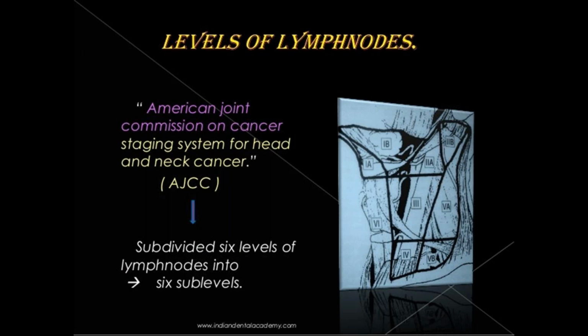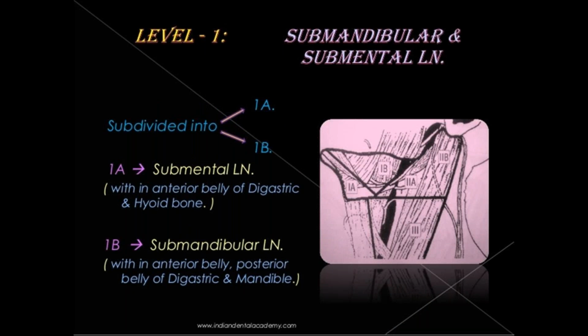So the American Joint Committee on Cancer staging system for head and neck cancer is subdivided into 6 levels of lymph nodes, into sub-levels. First, level 1 consists of the submandibular and the submental, subdivided into A, submental, and B, submandibular. The submental nodes lie within the anterior belly of the digastric and the hyoid; these are the boundaries. Whereas the submandibular lymph nodes lie within the anterior belly, posterior belly of the digastric and the mandible.